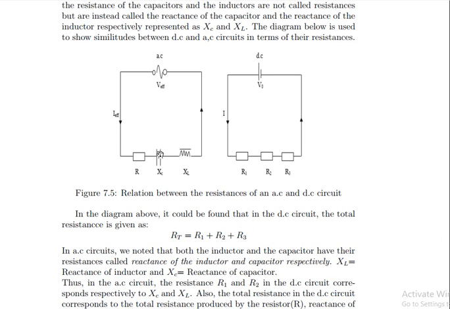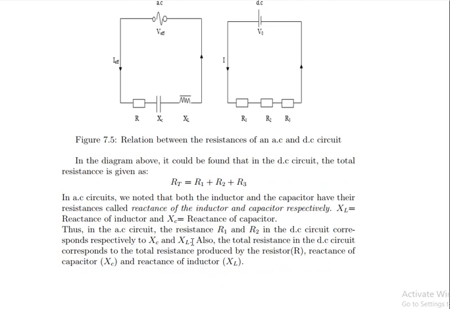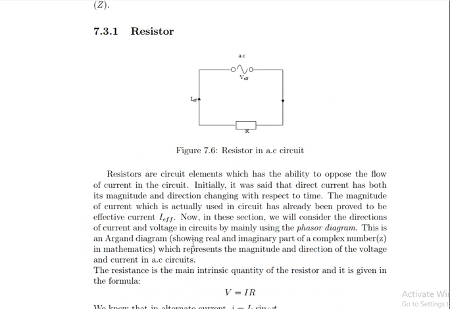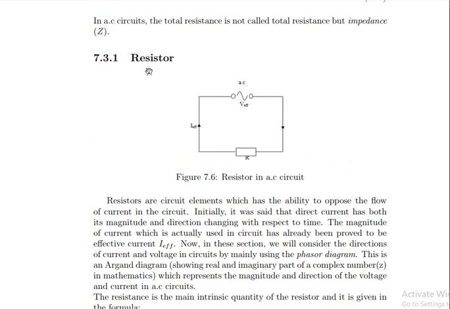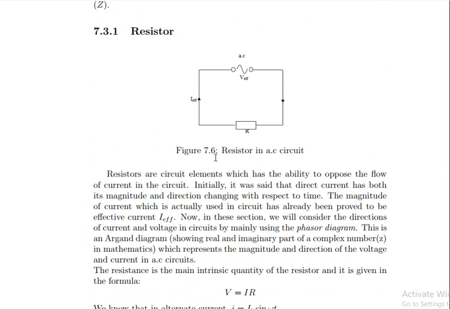But in this circuit on the left hand side, the total resistance is not called the total resistance, but is instead called the impedance of the circuit, and this impedance of the circuit is given as Z. We are going to find Z as we visualize in the latter sections. So now let's visualize the resistors.